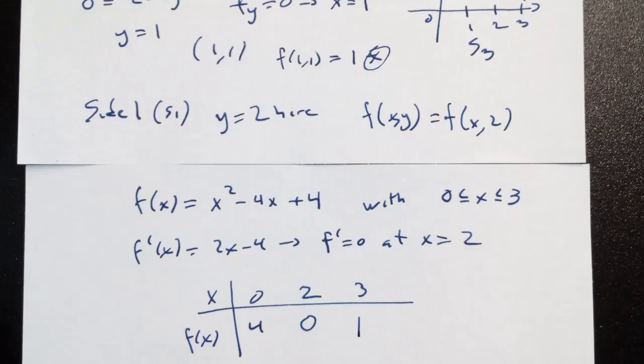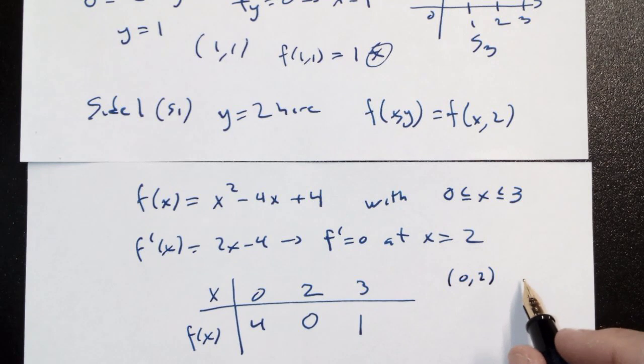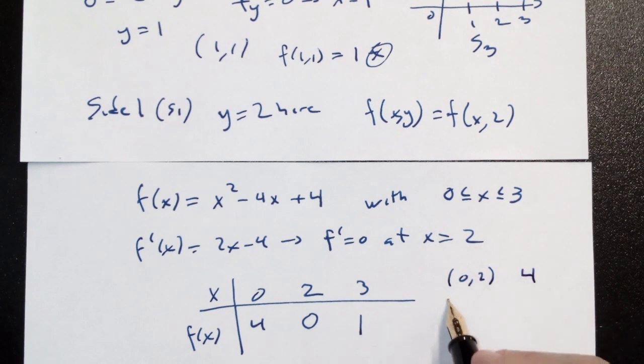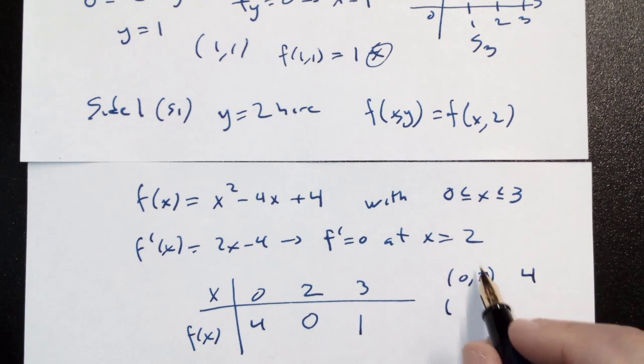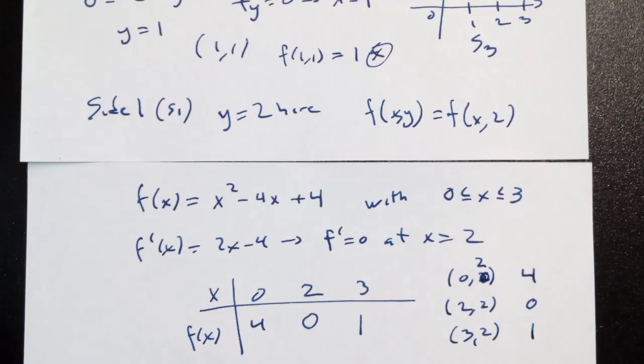Okay, but remember, all of these have y equal to 2. So really, the point 0, 2 has the z value 4. I'm sorry, the point 0, 0 has the z value 4. The point, no, I was right the first time. They all have y equals 2. The point 2, 2 has 0, and the point 3, 2 has 1. So far, so good. 3 more sides to go.